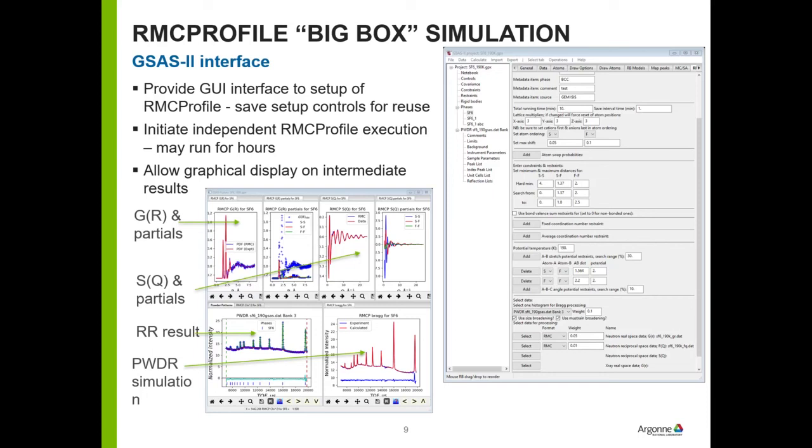And the kind of intermediate results that you get are a little hard to see, perhaps, but you get the G of R, which is the PDF or radial distribution function itself, and you also get its partial functions, which are the various interatomic contributions to it, so you can tell what peaks came from which atom pairs. Also, there's something called S of Q, which is the scattering factor corrected for all the various things, and that gives you also the partials, which are the contributions to it, so you can actually see what's going on.